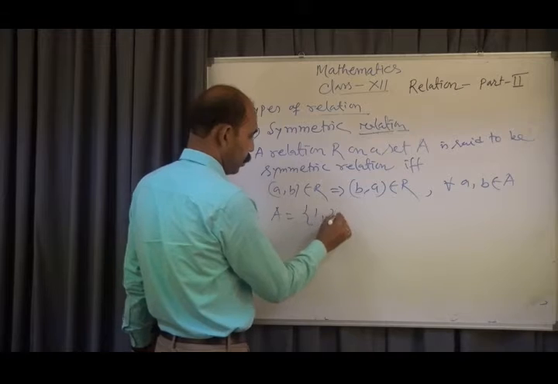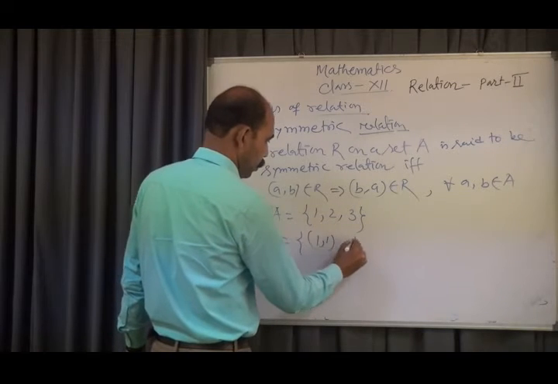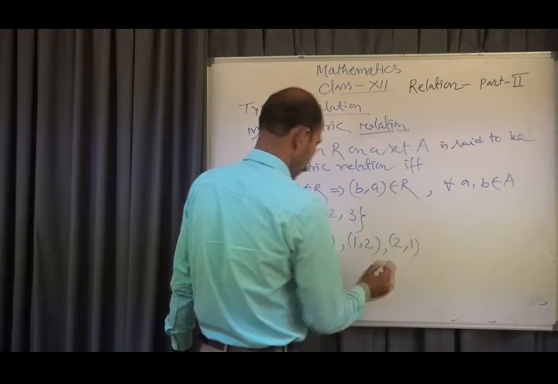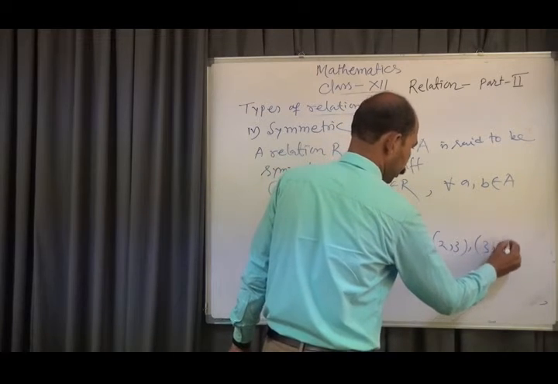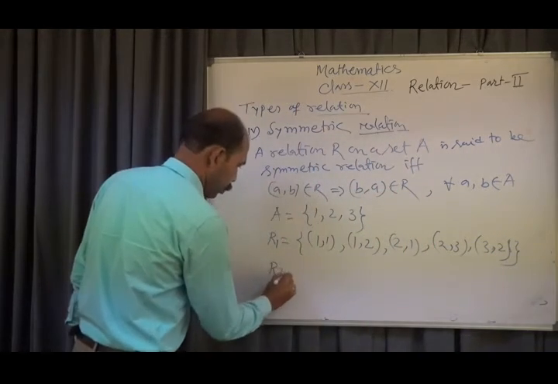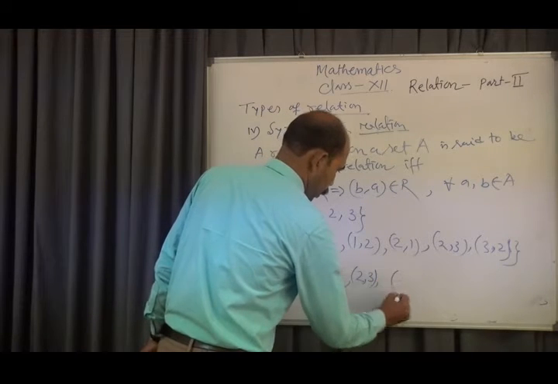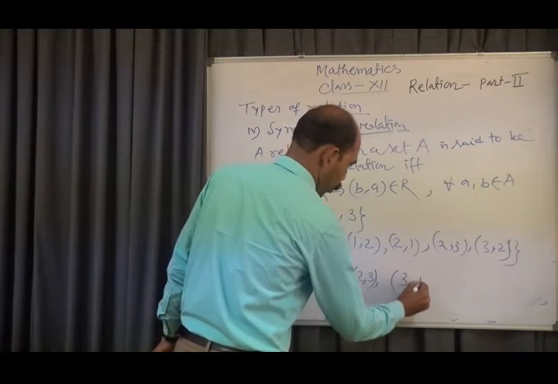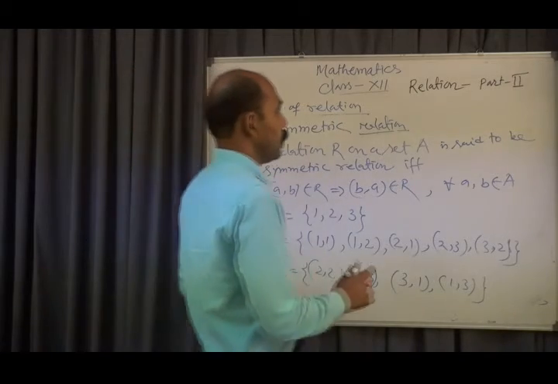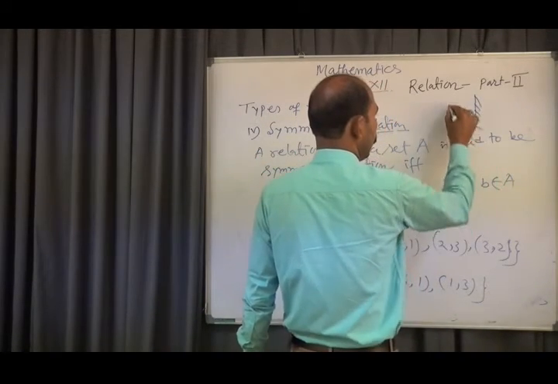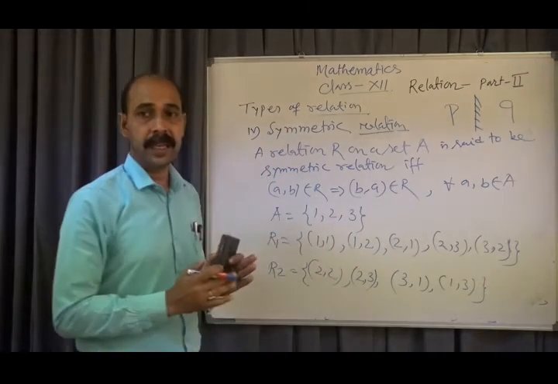A equals 1, 2 and 3, same example. R1 equals (1, 1), (1, 2), (2, 1), (2, 3) and (3, 2). And same R2, if I write (2, 2), (2, 3), (3, 1), (1, 3). What is symmetric? If I take, as for example, one mirror here, if I write P in the mirror, you will see Q, just the opposite version, opposite direction.